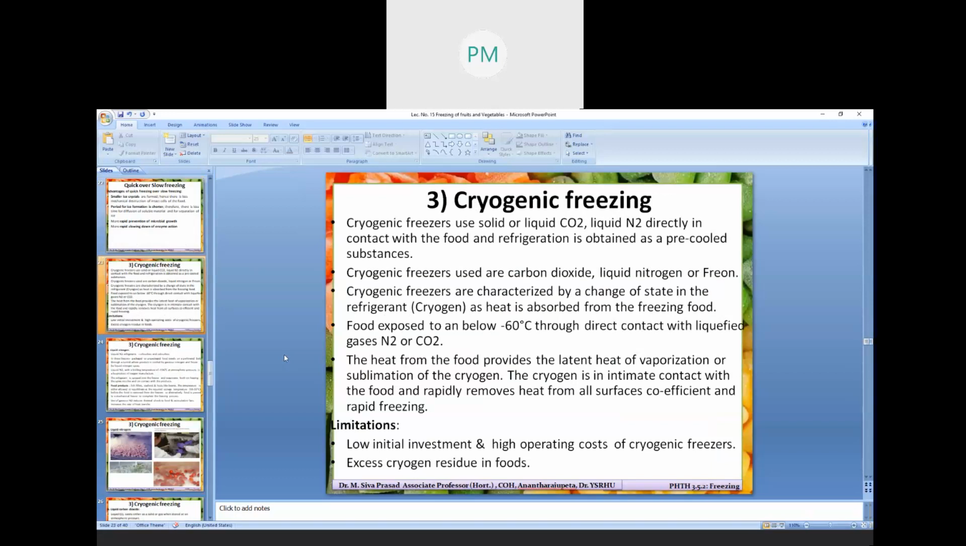Cryogenic freezing is nothing but freezing using either liquid carbon dioxide or liquid nitrogen, which will be in direct contact with the food. Initially the food will be pre-cooled and then dipped either in liquid carbon dioxide or in liquid nitrogen. The temperature will be minus 60 degrees Celsius. So instantly the food becomes frozen because of the liquid nitrogen and liquid carbon dioxide.